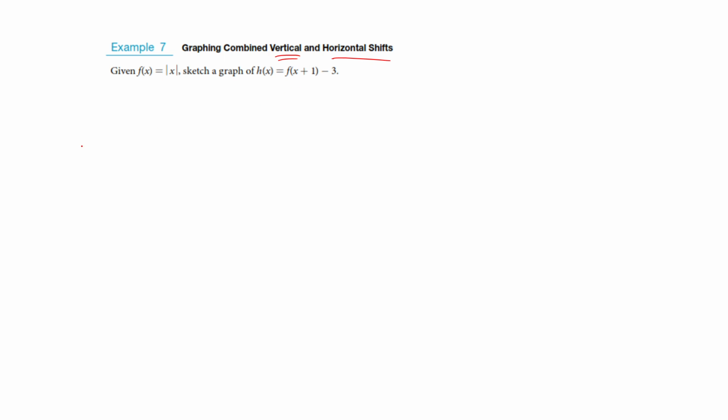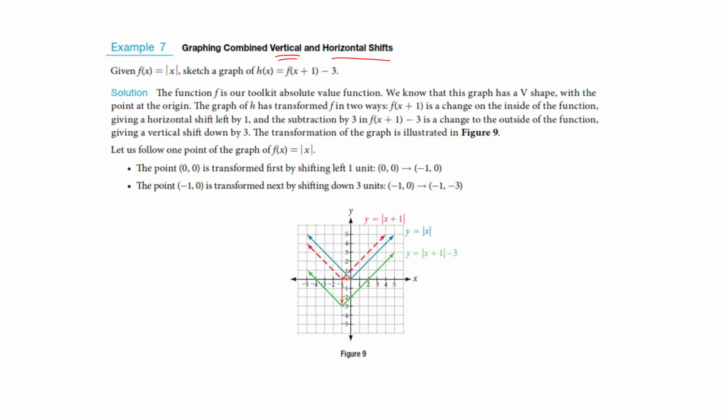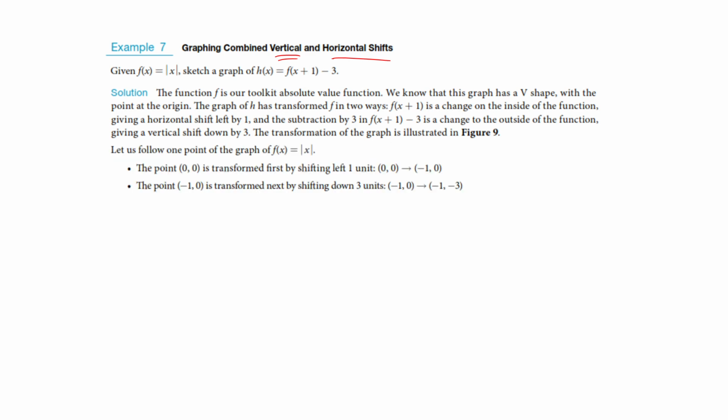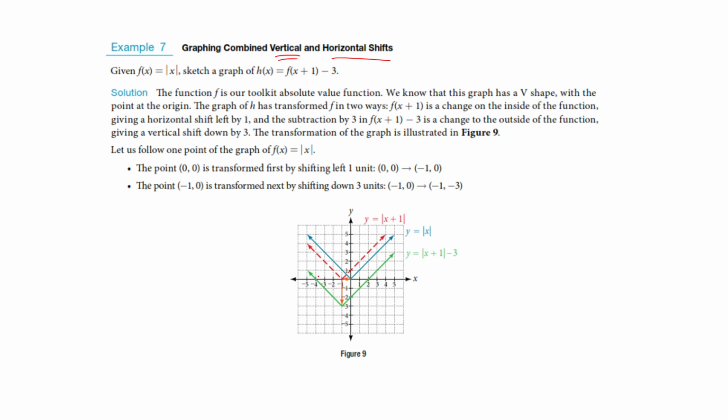Well, this is the graph. Let's see what they did. Yeah, that's kind of confusing. Well, let me talk you through it. The original function is the absolute value function. It makes the V. Now, if we're working on the inside, the plus 1 moves us to the left 1, moves us back. So we have our V, it's now back 1. And then the minus 3 moves us down. So we've moved our V back 1 and down 3.